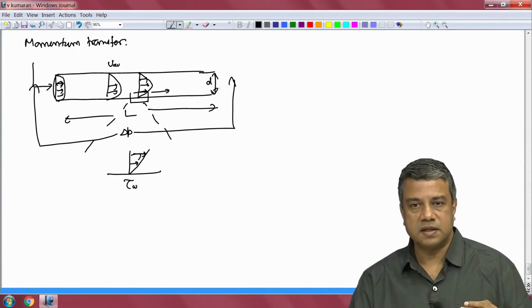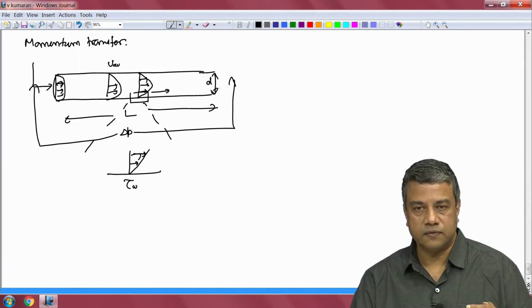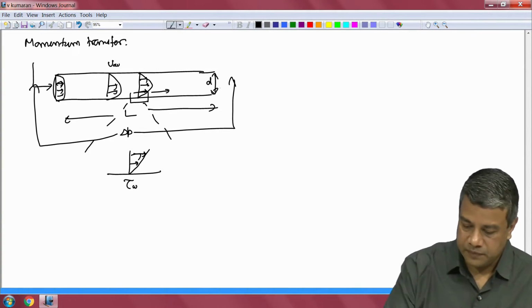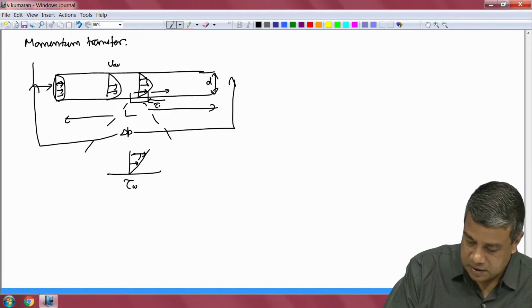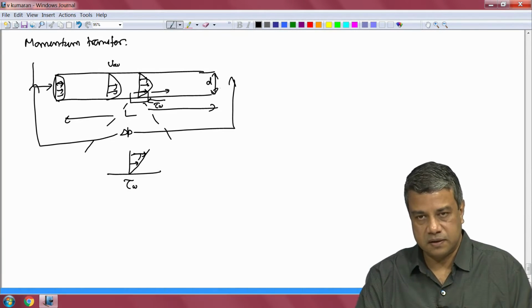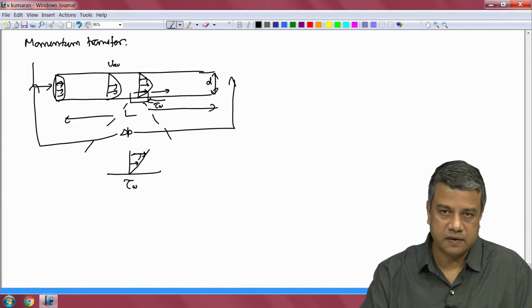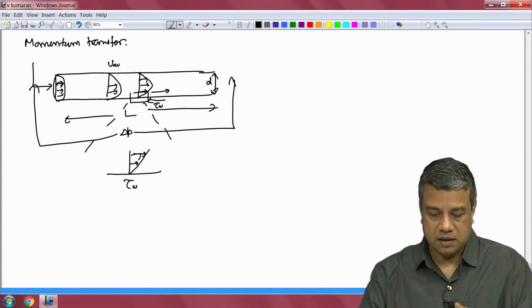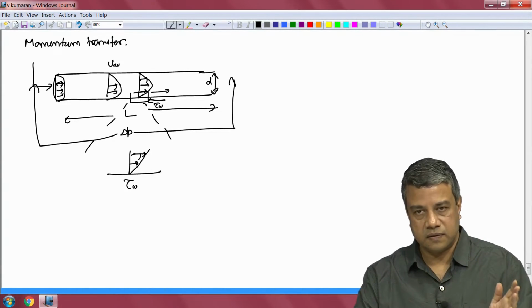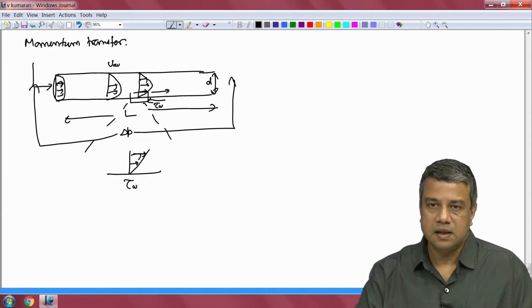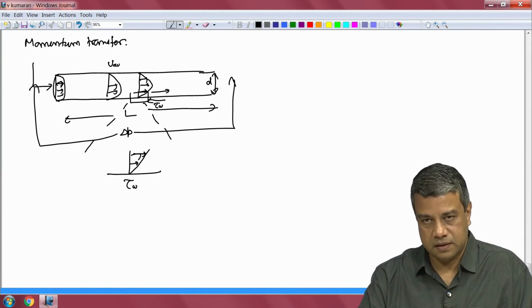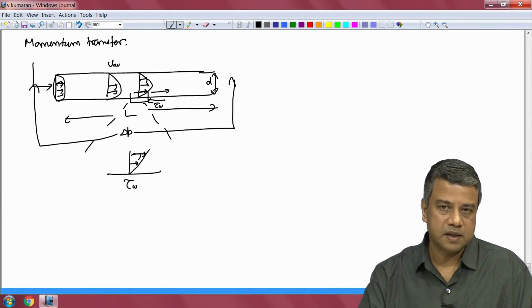The fluid exerts a force along the flow direction on the pipe, and from Newton's third law, the pipe exerts an equal and opposite force on the fluid. The pipe exerts a force in the negative flow direction on the fluid, and the pressure difference along the flow direction between the entrance and the exit basically balances the stress that is exerted by the pipe on the fluid.